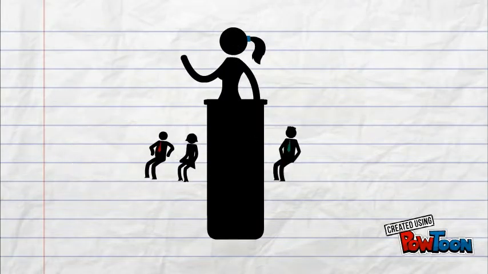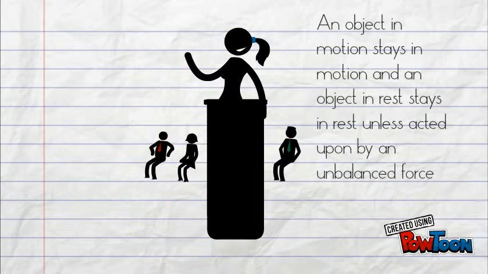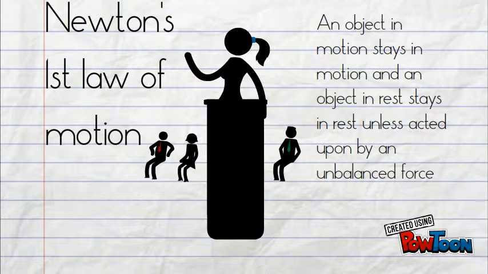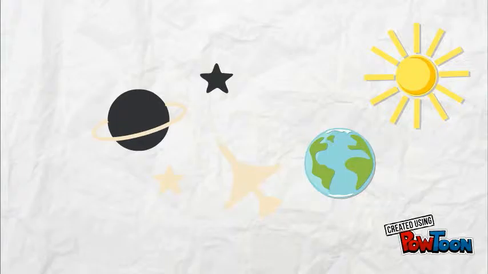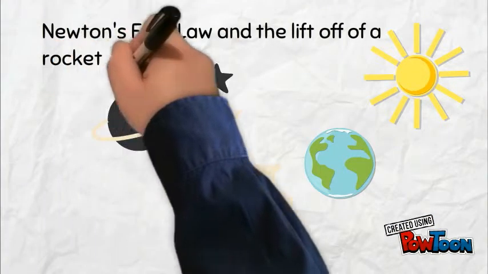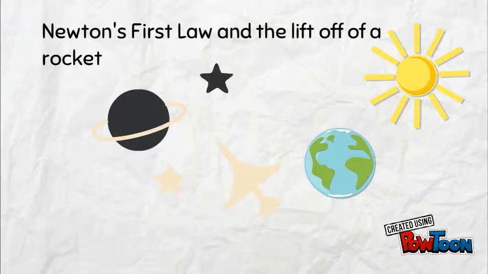An object in motion stays in motion, and an object at rest stays at rest, unless acted upon by an unbalanced force. This is known as Newton's first law. Before we can analyze Newton's first law in relation to orbital motion, we first need to find a way to get up there. And a rocket should do just the trick.